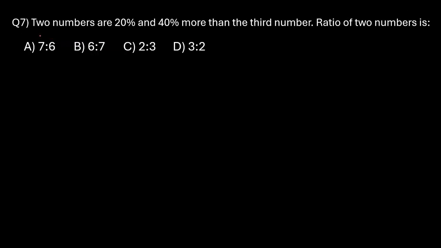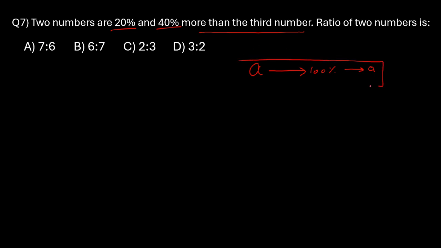Two numbers are 20% and 40% more than the third number. Ratio of two numbers is. Here I want to tell you a small concept. Every number, when compared to itself, is 100%. So let me take a small number a. So a is 100% when it is compared with the same number a. Right guys?